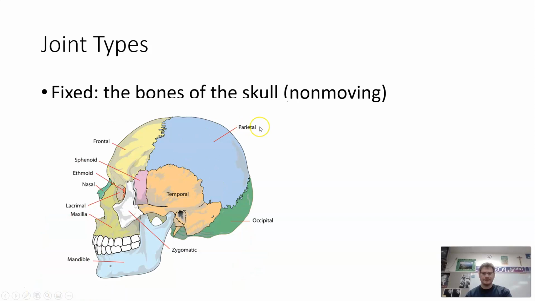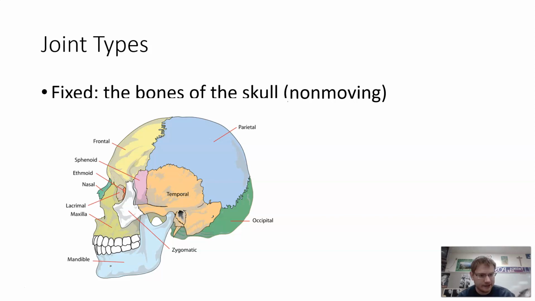All right, fixed. The bones of the skull. These are non-moving, so as you can see last time, a bunch of your skull is made up of multiple bones, but the bones don't move. When you're a baby, they start to get fused together. When you're straight out of the womb, that's why your baby's head is so soft, so you can't press down on it or put pressure on it.